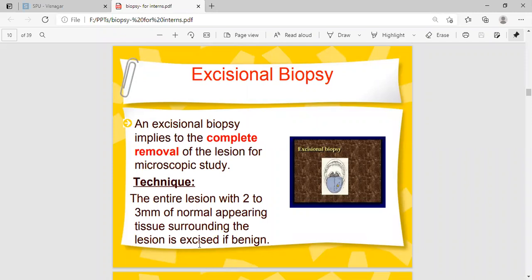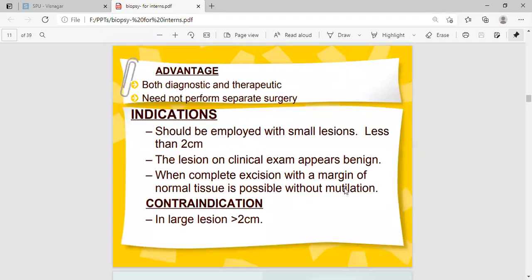The excisional biopsy. An excisional biopsy is the complete removal of the lesion for microscopic studies. Usually, the entire lesion with 2 to 3 millimeters of normal appearing tissue surrounding the lesion should be excised. The excisional biopsy is usually done only for benign lesions. Okay, so it is not indicated for larger lesions. The lesion also should be smaller than 2 centimeters.